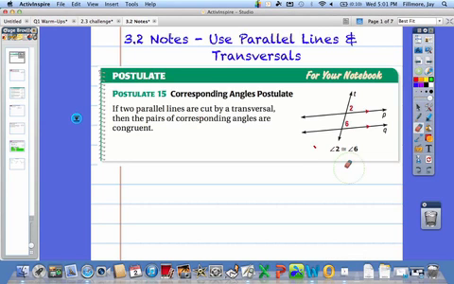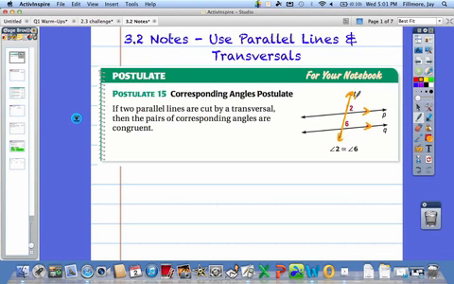Hello, ladies and gentlemen. We're talking about section 3.2 today, talking about parallel lines and transversals. So we know about parallel lines and transversals separately, and now we're going to look at them together. So these lines are parallel. We know this because of the arrows, and we have our transversal, which is cutting through both lines.